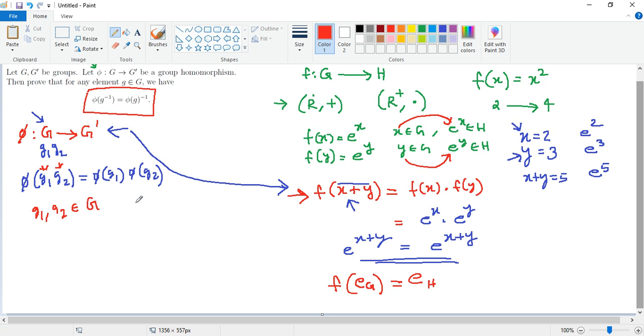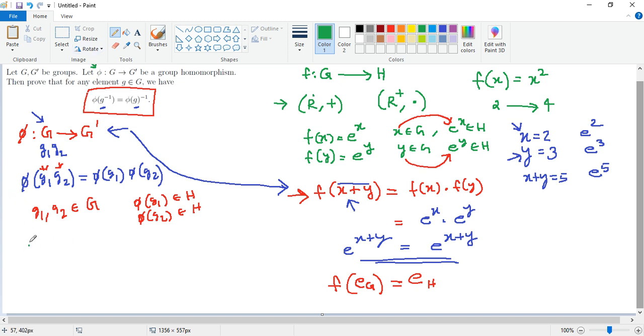But this phi of G1 is an element of H, because if you input G1 into phi, the output you get is an element of H. Similarly, phi of G2 is an element of H. Now, what we need to prove is not about G1 and G2. We need to prove something about G and G inverse. So we'll take G and G inverse and apply the same property.